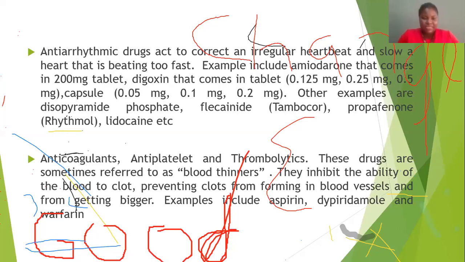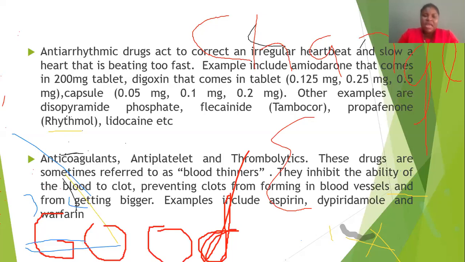Another class of drug is anticoagulants, antiplatelets, and thrombolytic drugs. When you say anticoagulants, that means it prevents coagulation of blood in the vessels. The antiplatelets, they have the thrombolytics. So these drugs are sometimes referred to as blood thinners because they will inhibit the ability of the blood to clot. They prevent clots from forming in the blood vessels and from getting bigger.